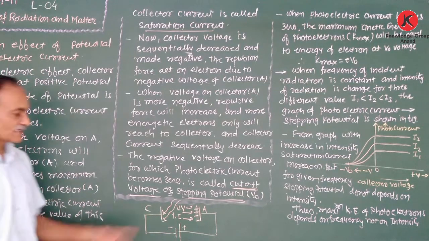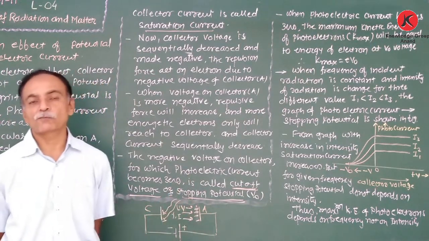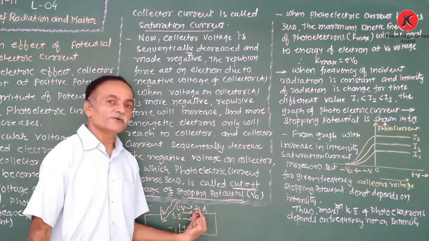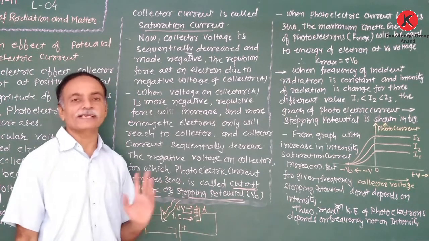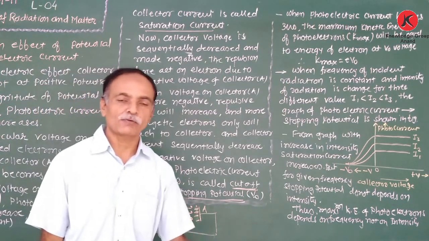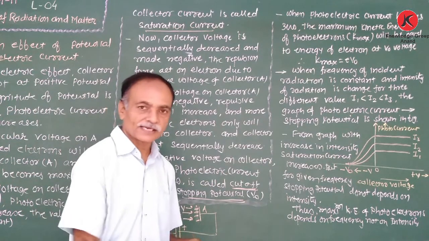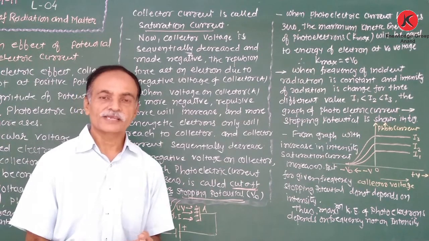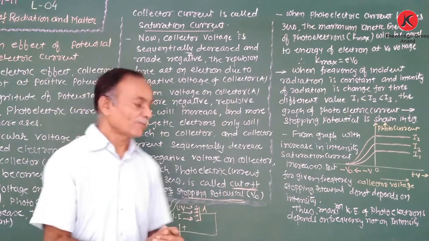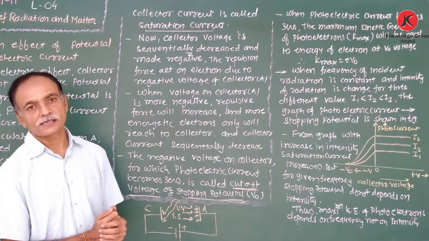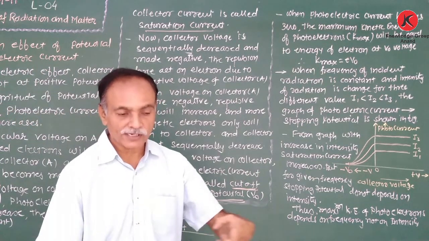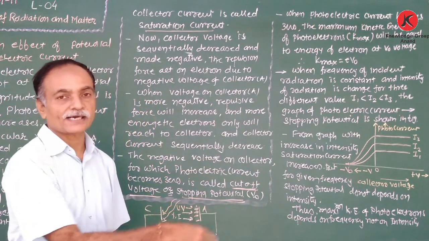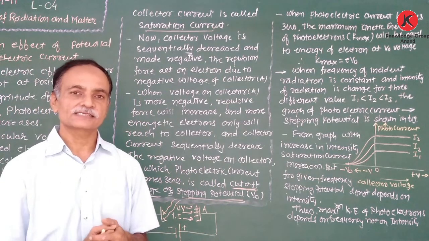So in short, first we discussed that we kept A at positive potential with respect to C. What's happened? Due to the force of attraction acting on the emitted electrons, the electrons are attracted towards the collector and photoelectric current starts to flow through the circuit. Now we increase the potential on anode A. More and more electrons are attracted towards the collector. Therefore, the photoelectric current flowing through the circuit also increases.